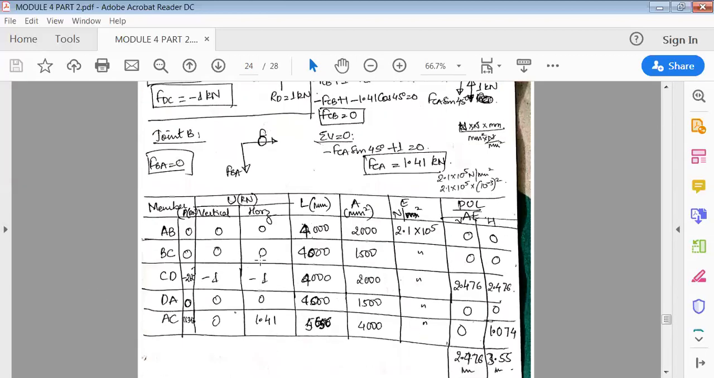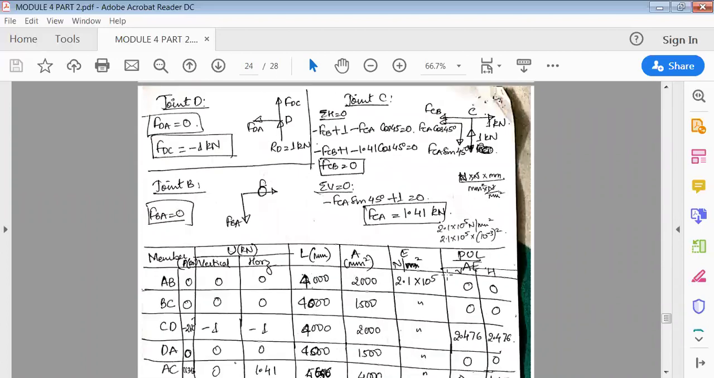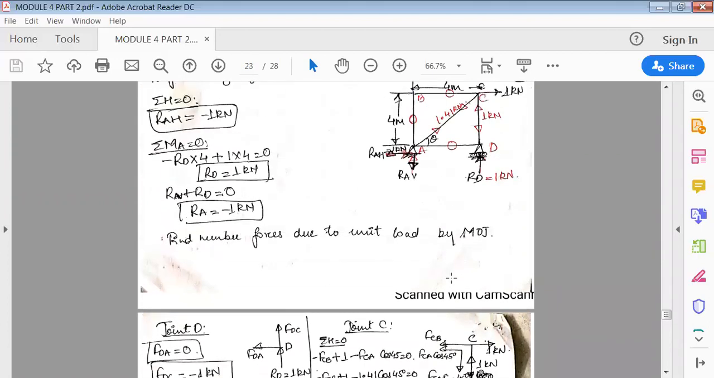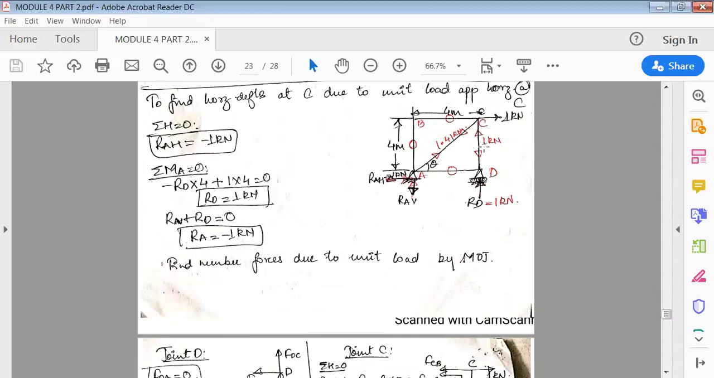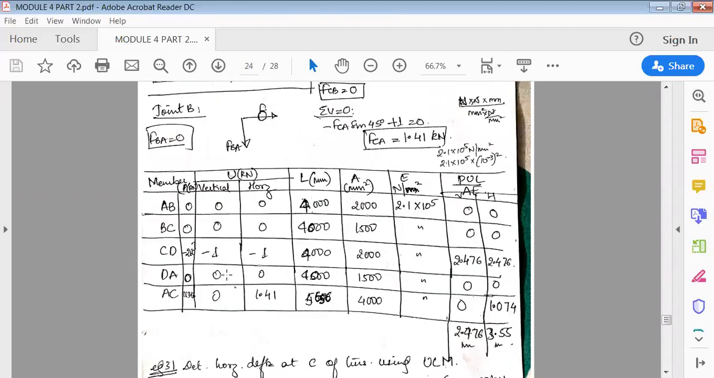Now, whatever values you've got, you have to put them in the table. As usual, first the members: AB, BC, CD, DA, AC. All these members, so 1, 2, 3, 4, and 5, five members. Next, the load acting here, the P load. In AB, there is no load acting.